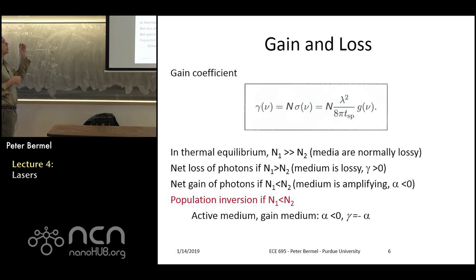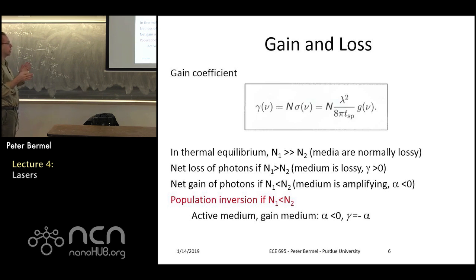Okay, so basically, if we're in thermal equilibrium, then of course, in general, if there's a large gap between these two states, then we expect that the number of ground states is going to be much greater than the number of excited states, right? So if we're not pumping it, then we expect that this will almost certainly be a loss medium. Even if we have a small gap, we'll still have N1 greater than N2 in thermal equilibrium.